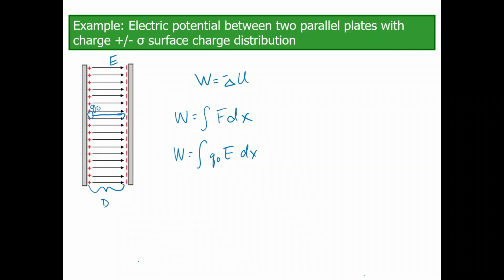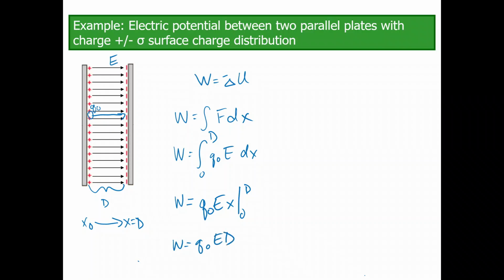So we can define x equals 0 again, going to x equals d. So we would integrate from 0 to d. And we found that our work was equal to Q0 E times x evaluated from 0 to d, which is still just going to give us that our work is equal to Q0 E times d.